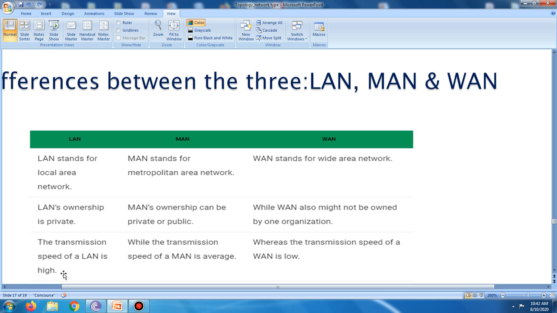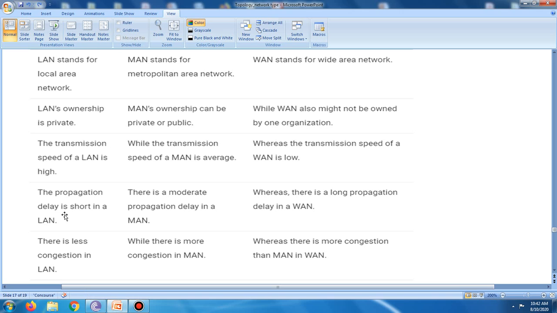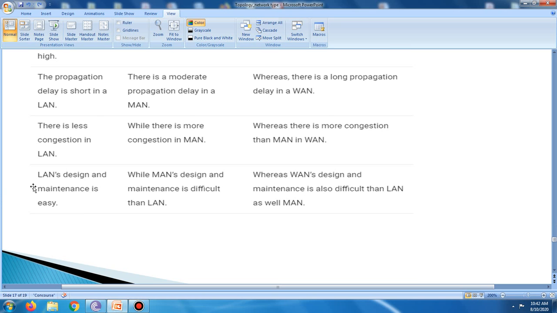The transmission speed of LAN is high, in our lab for example, while the transmission speed of MAN is average, example of TV cable connection, whereas the transmission speed of WAN is low, example of internet. The propagation delay is short in a LAN. There is a moderate propagation delay in MAN, whereas there is a long propagation delay in WAN. LAN's design and maintenance is easy, while MAN's design and maintenance is more difficult than LAN. Whereas WAN design and maintenance is also more difficult than LAN as well as MAN.